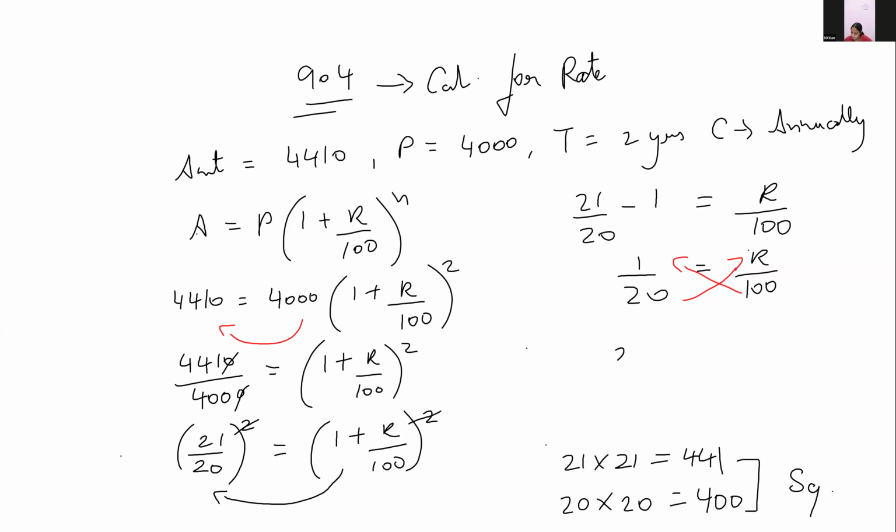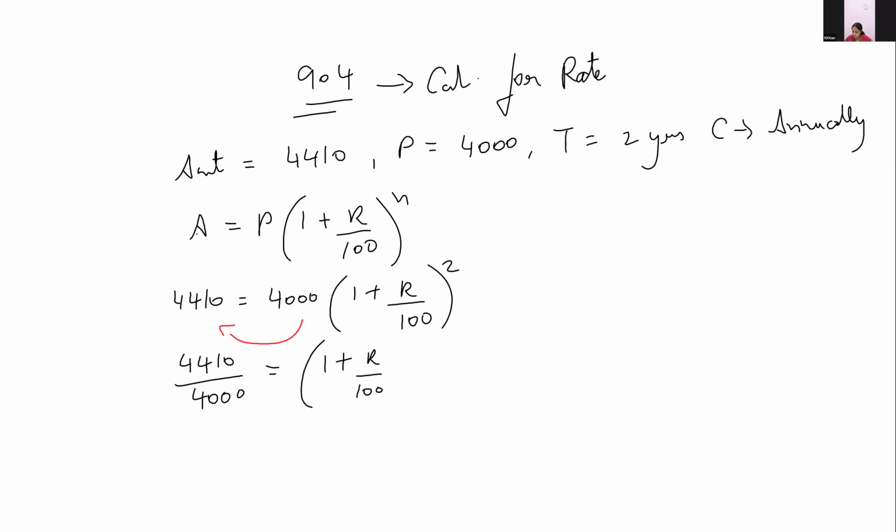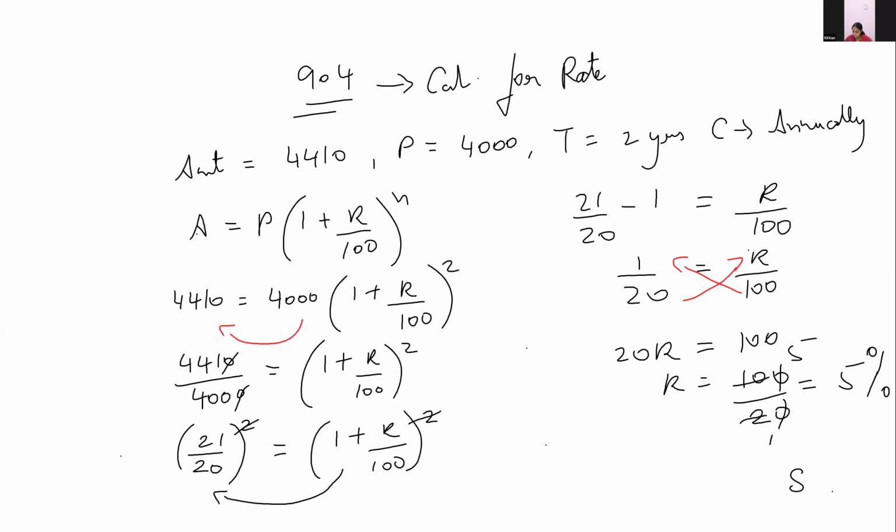Yeah, so now cross multiply. So 20 into R becomes 20R equals 100 ones are 100. So R equals, now 20 you can take below 100, 100 by 20. Okay, cancel the zeros. 2 ones are 2, 2 fives are 10. The rate is 5%. Okay, 5%. So Abraham, this is how you solve for the rate.